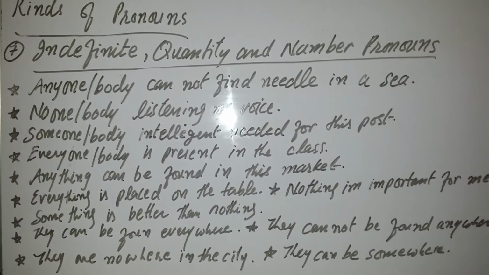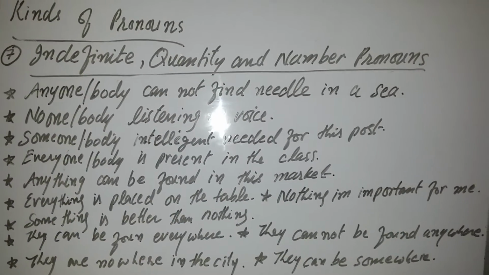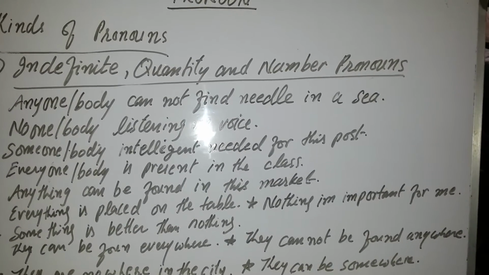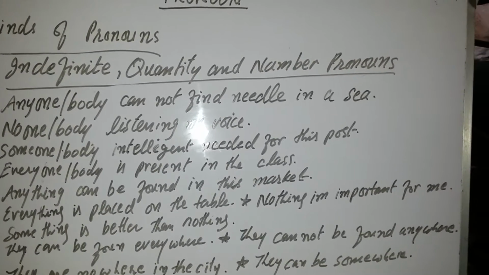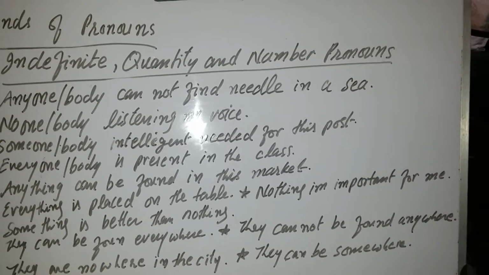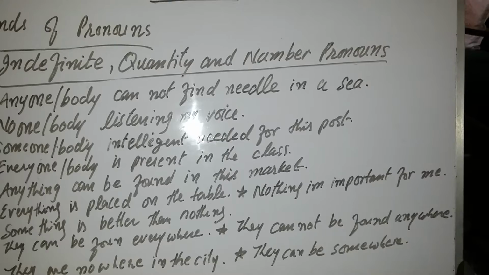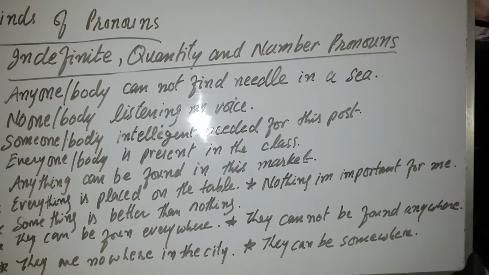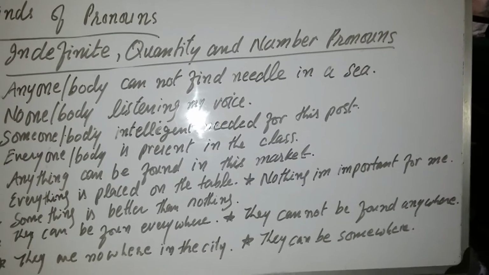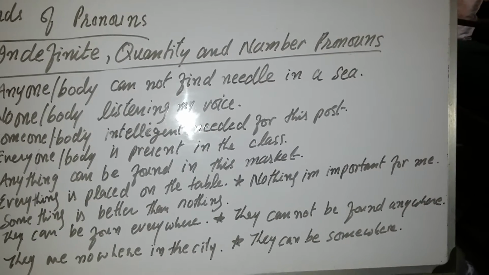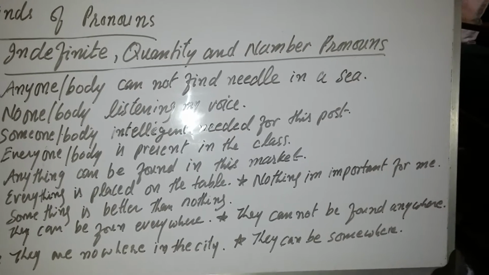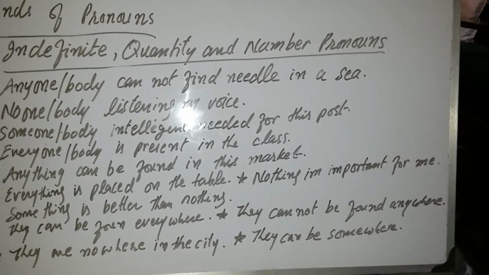Now these are some examples of compound indefinite pronouns. Anyone or anybody cannot find a needle in a sea. No one or nobody is listening to my voice. Someone or somebody intelligent is needed for this post. Everyone or everybody is present in the class. Now these four are personal indefinite pronouns, so they are used for persons.